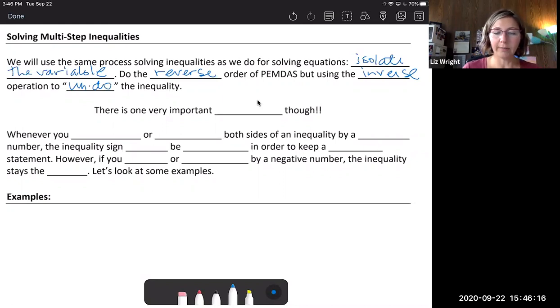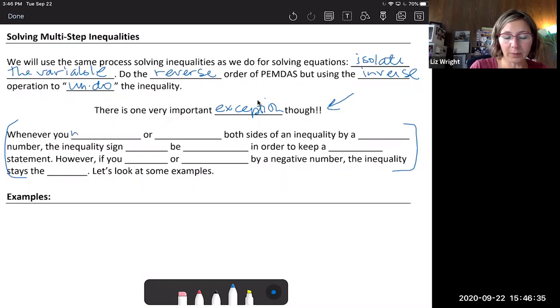There's one very important exception, though, that's different from solving equations. Otherwise, the process is the same. You do the same thing as you do for solving equations, except for this. Don't forget it. So it's coming up right here. Circle it, box it, highlight it.